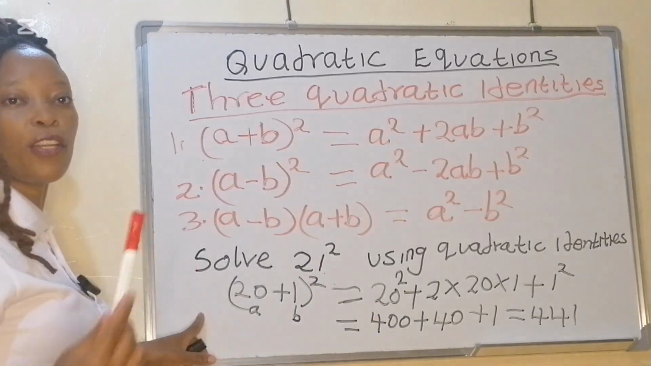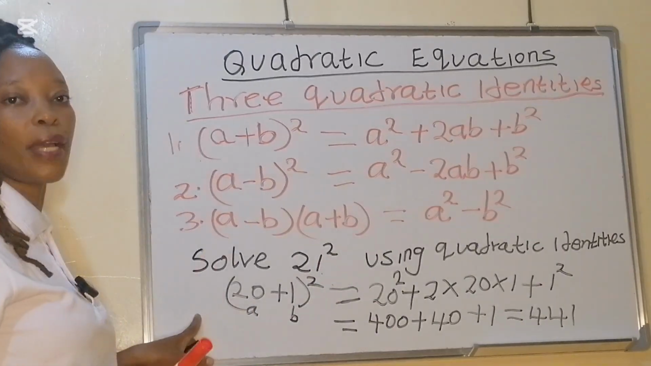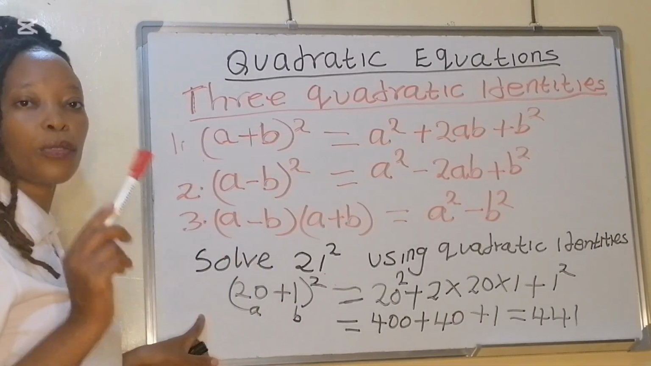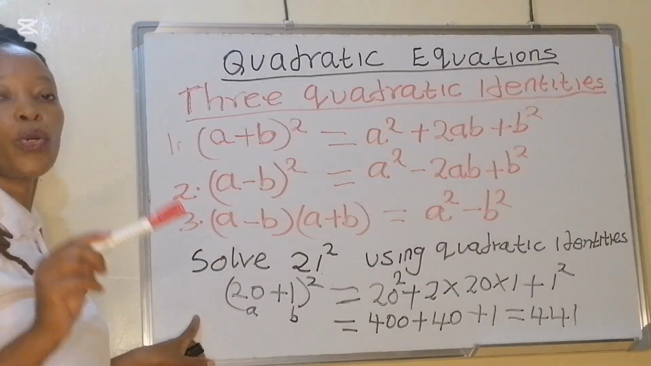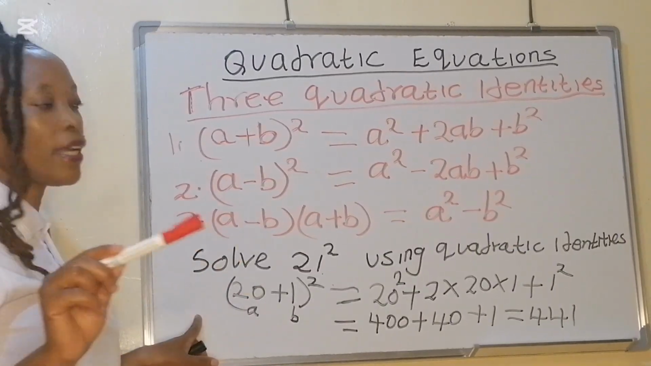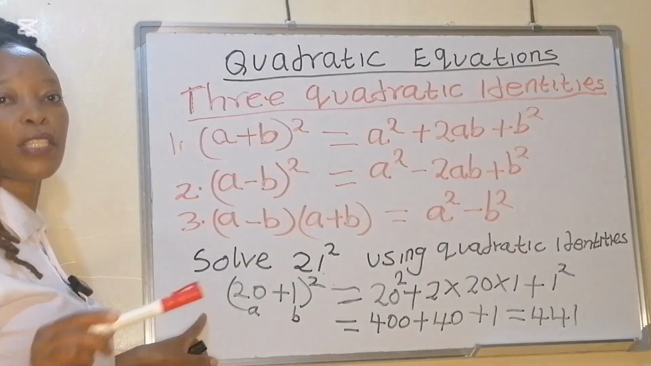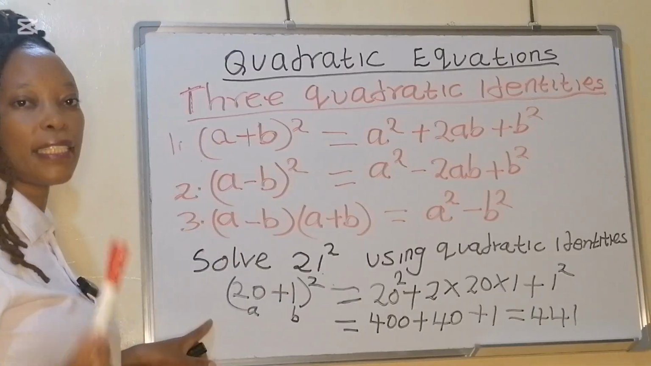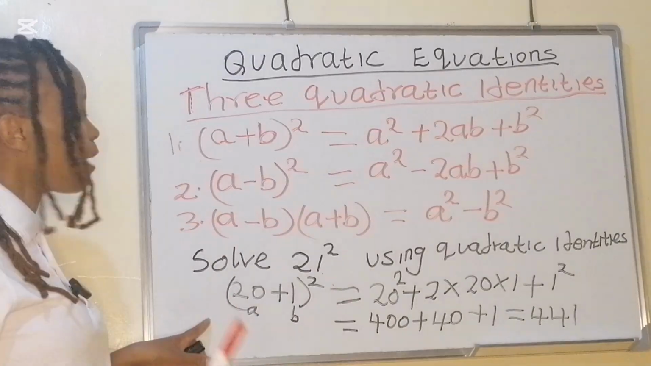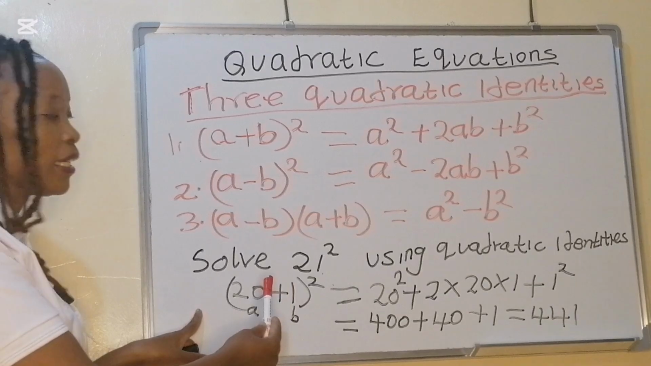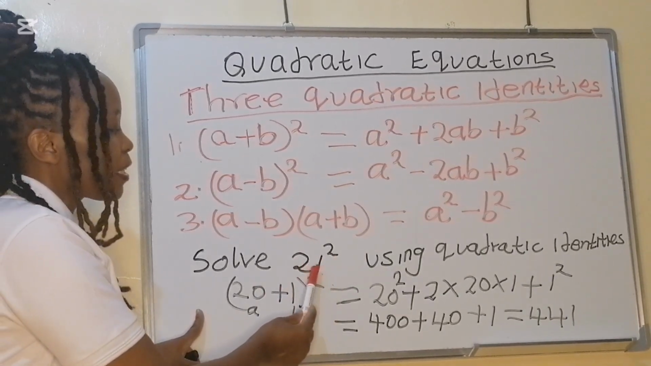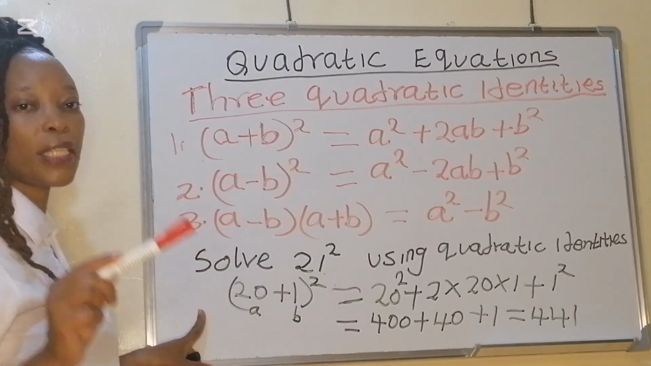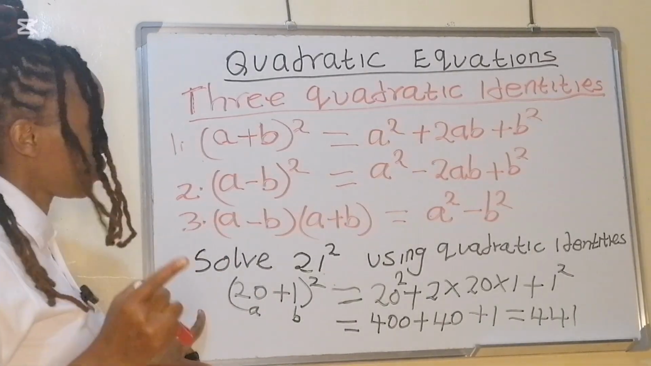Solve 21 squared. I know you can use a calculator and you get the answer 441 right away, but you have been told to use quadratic identity. Don't use a calculator. The examiner wants to see if you understand the quadratic identity. When you are given such a question, first of all, break 21 into 2: we get 20 plus 1.